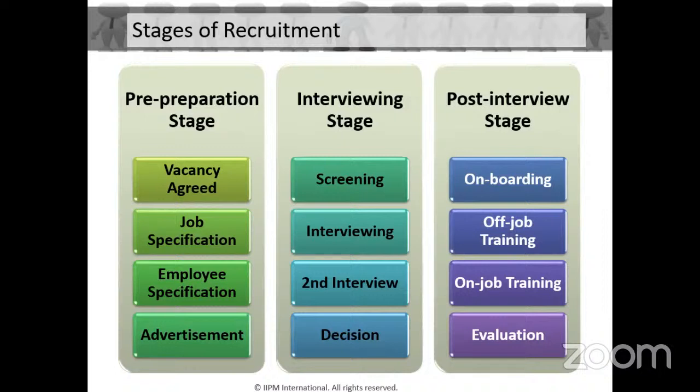So in the third stage of recruitment, we have onboarding. So we help them to know what they are supposed to do or know at this job. We have the off-job training.